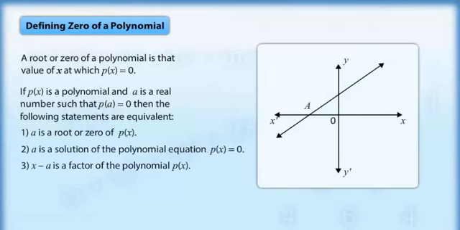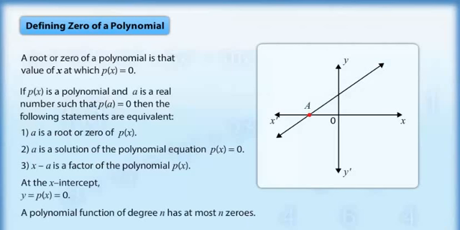The x-intercept is that value of x where the graph touches or crosses the x-axis. At the x-intercept, y is equal to p(x) is equal to 0. A polynomial function of degree n has at most n zeros.